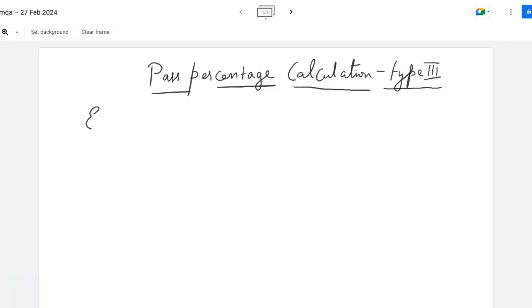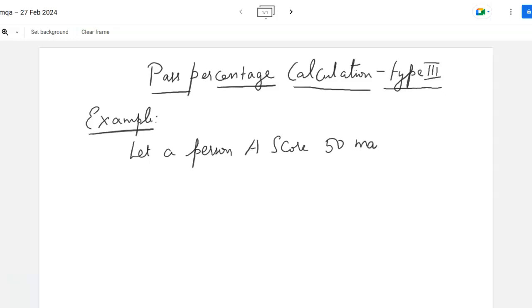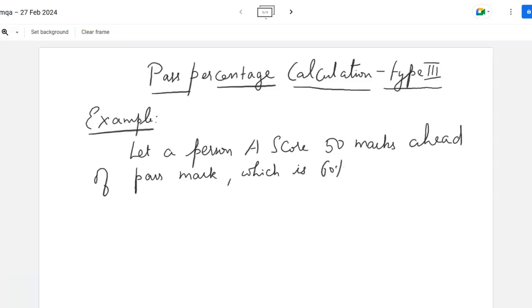A typical example. Let a person A score 50 marks ahead of the pass mark, which is nothing but 60% of the entire mark, which is 60% of total marks. This is our primary data.